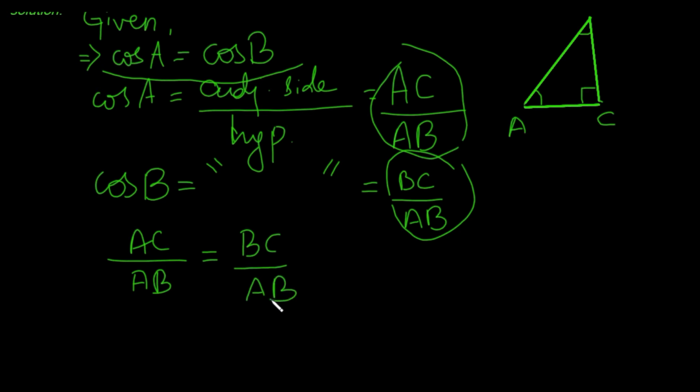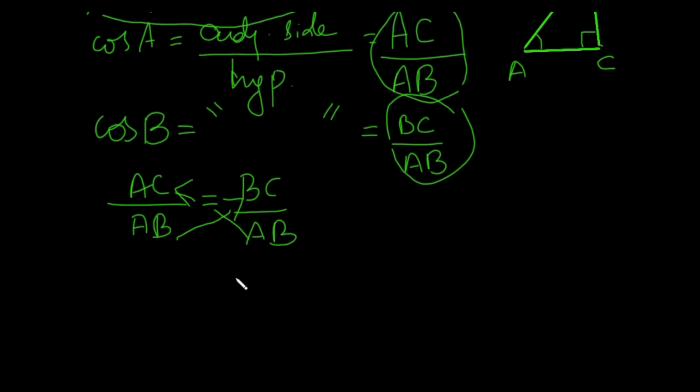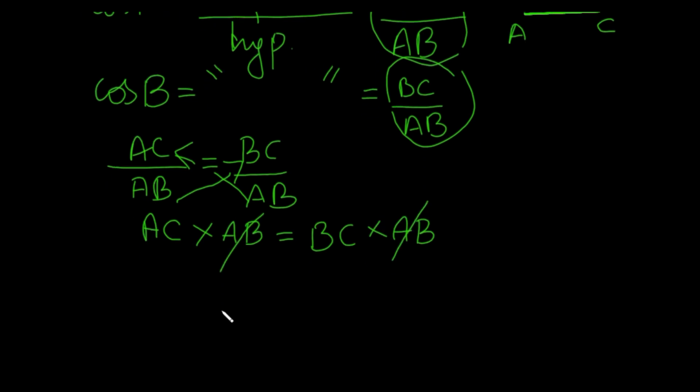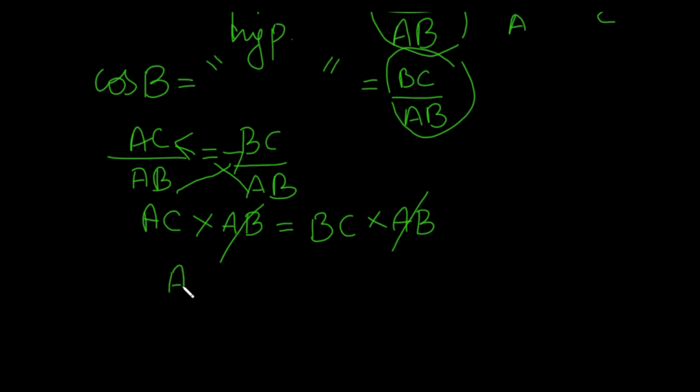So now by cross multiplication we have to send this AB towards the left hand side and send this AB to the right hand side. So the new equation is going to be AC into AB is equal to BC into AB. Now we can cancel AB and AB from the left hand side and right hand side. So the equation is going to be AC is equal to BC.